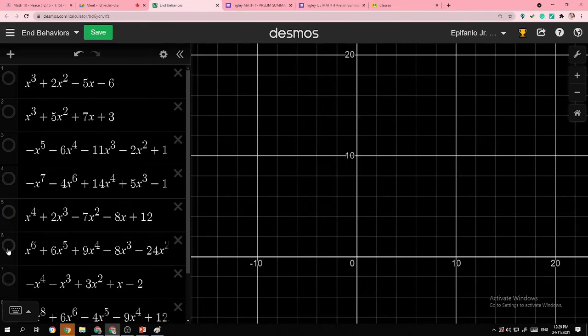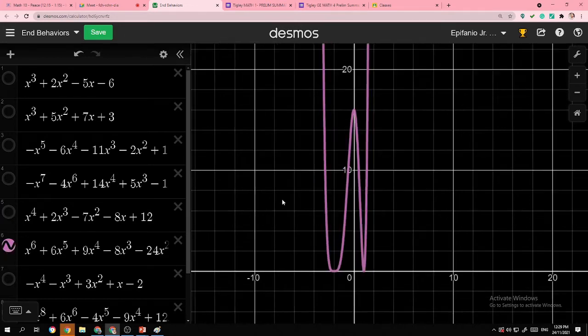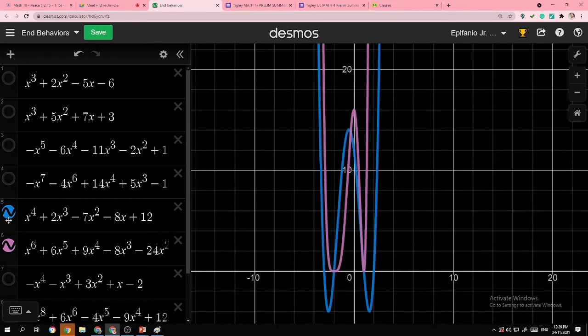The same thing, look at number 6. What have you noticed with the 6th polynomial? What's the end behavior? It's still up, up. So what is now your conclusion, when do we get an up, up end behavior? I agree with that. If the degree is even and the sign of the leading coefficient is positive, then the graph will always be an up, up end behavior graph.